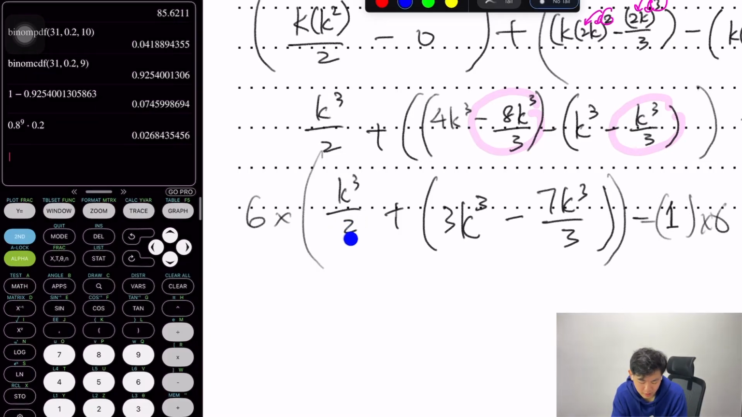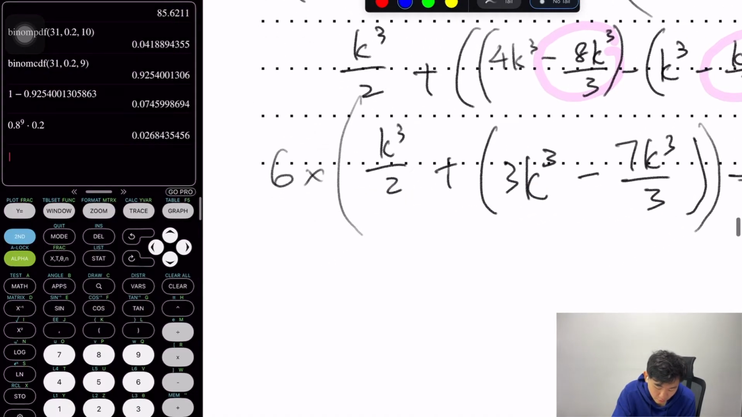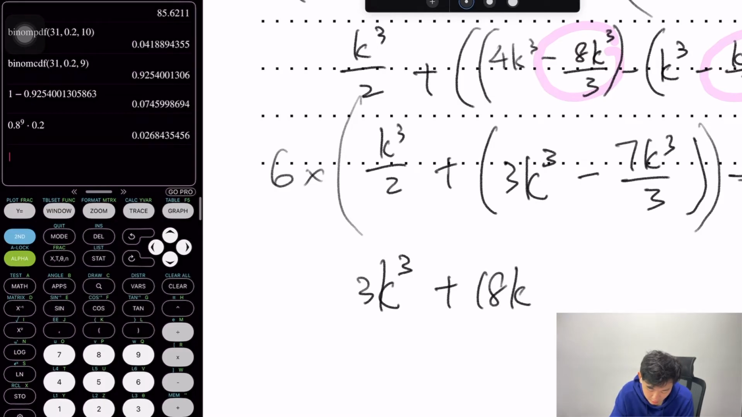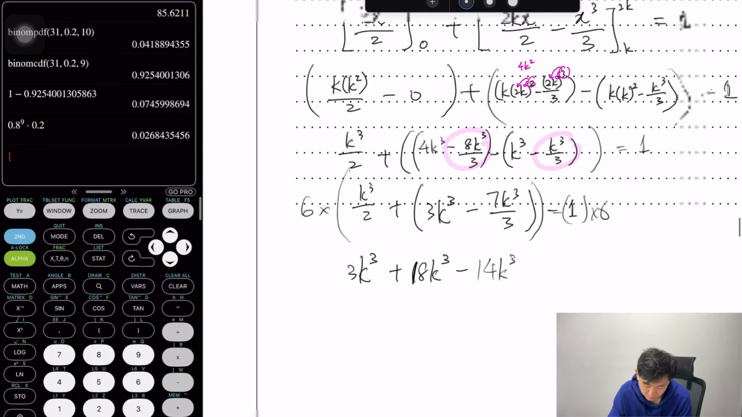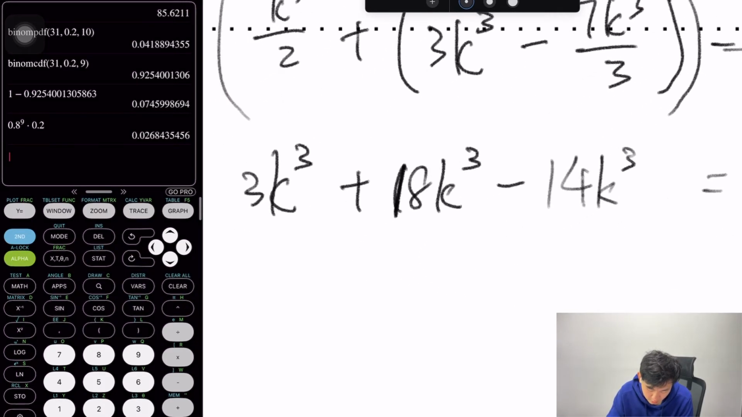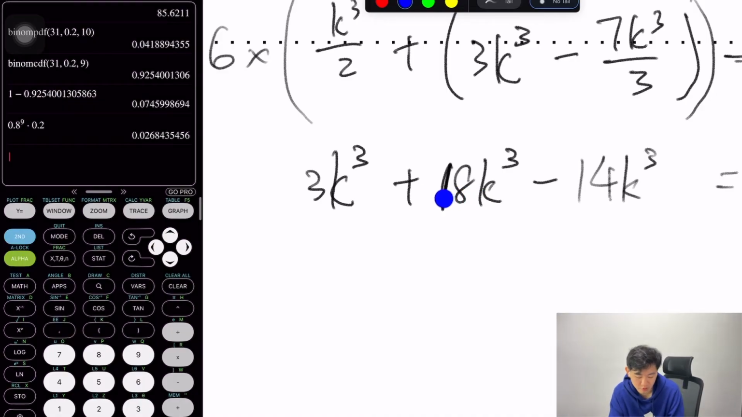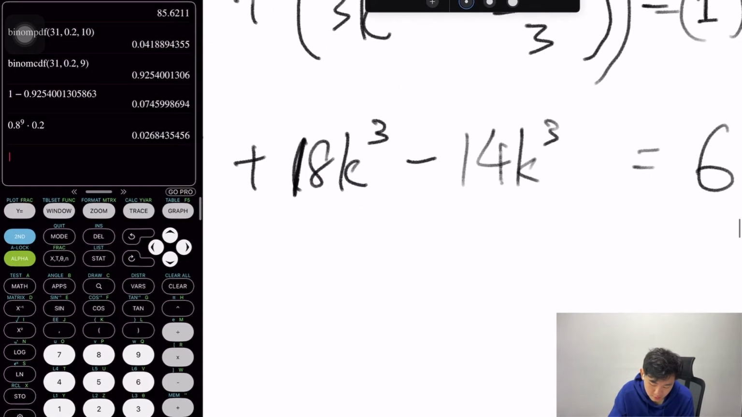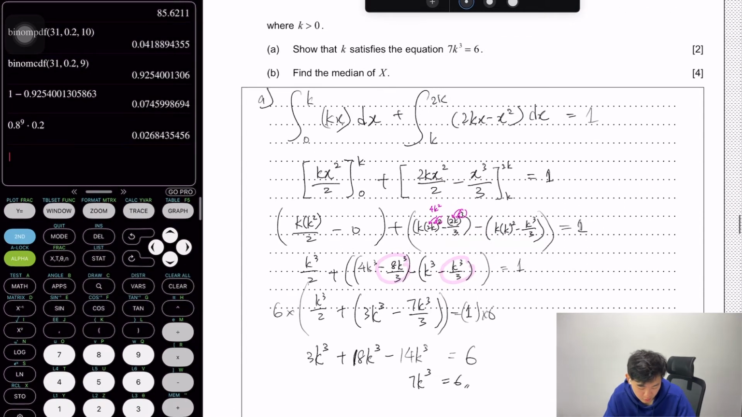Because the least common multiple for the denominators 2 and 3 is 6. After we do that, we're going to have 3k cubed plus the 6 got distributed, so we just got 18k cubed. Minus, that's going to be 2 times 7, because 6 divided by 3 is 2. 2 times 7 is 14, so 14k cubed. That's equal to 6. So 3 plus 18 is 21. 21 minus 14, that's 7k cubed, equal to 6. We proved that.